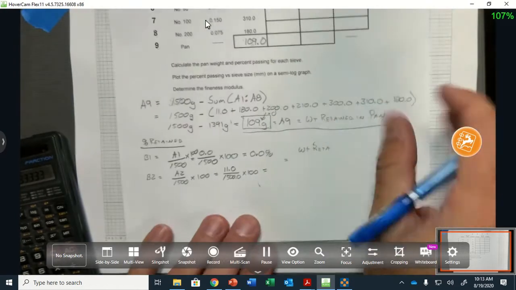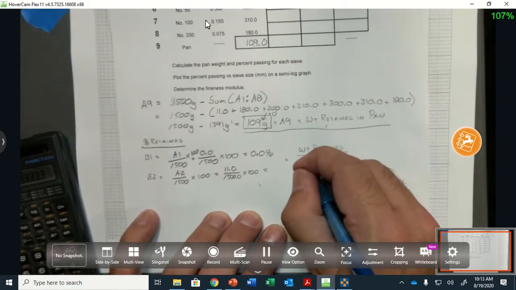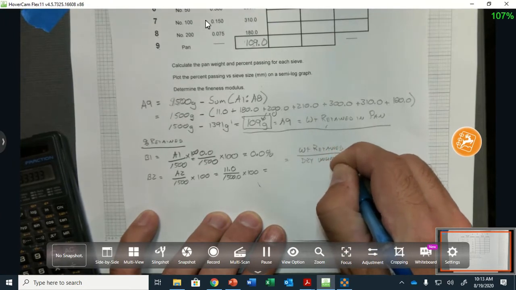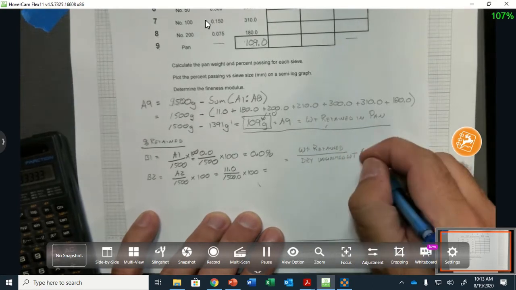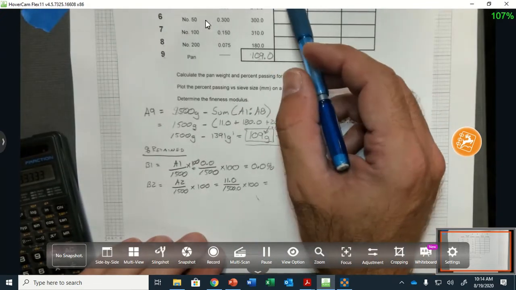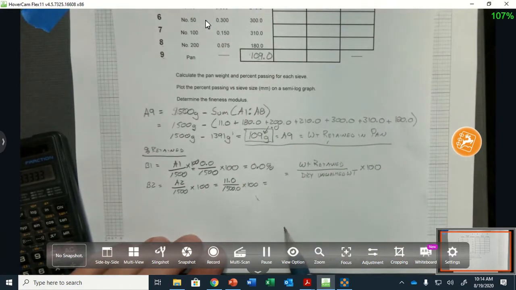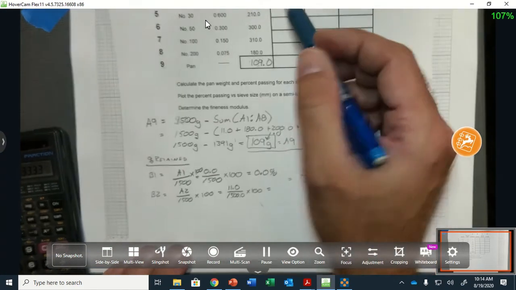So to calculate percent retained equals weight retained divided by dry unwashed weight times 100. Okay? Okay, so basically 0.7% of that sample was retained on the number 8 sieve. So the number retained, right, is what's on top of it. All right? Okay, so now let's do the rest of them.